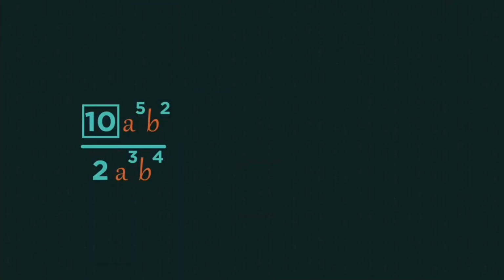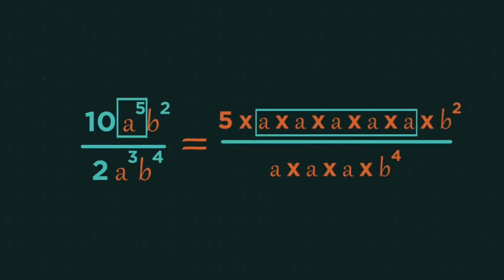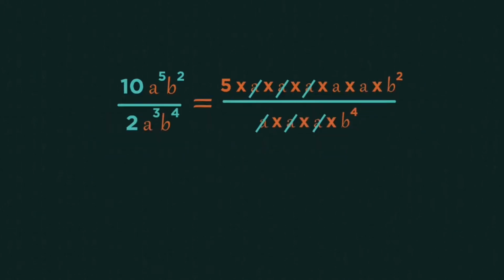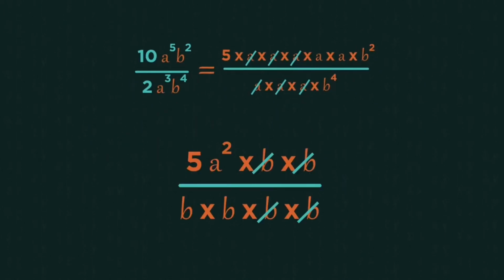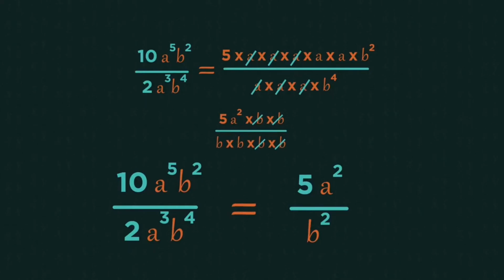For division, you can cancel out the numbers exactly as you would with fractions. And we can also cancel out letters. So 10 divided by 2 is 5. And then, because we have 5 a's in the numerator and there are 3 in the denominator, this means we can cancel out 3 of the a's from both the numerator and denominator, leaving just 2 a's in the numerator. And then the same for the b's. We can cancel out 2 b's, leaving just 2 b's in the denominator, giving us our final answer.